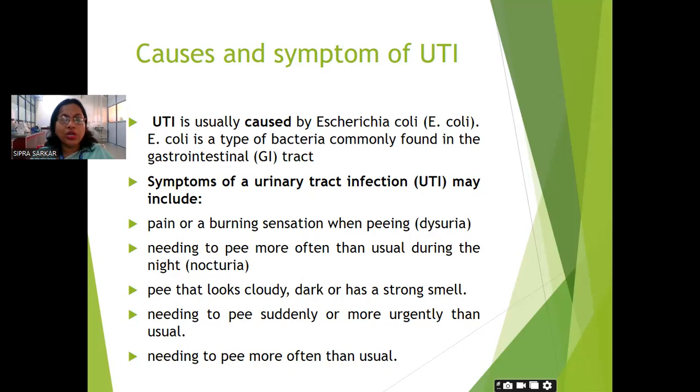Needing to pee more often than usual during the night. Generally, you have a tendency to urinate frequently, including at night. That is known as nocturia. Pee that looks cloudy, dark, and has a strong smell. It is cloudy in nature because bacteria are present, and it is dark with a strong smell. Needing to pee suddenly or more urgently than usual, which happens in unusual cases of infection. Needing to pee more often than usual: people usually urinate at intervals of 3 to 4 hours, but here the urination will be unusually frequent.